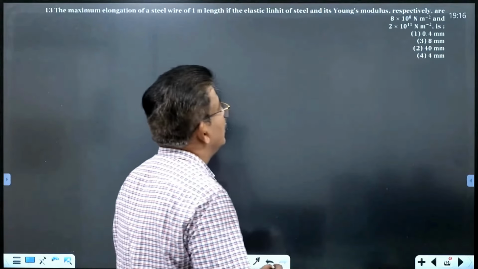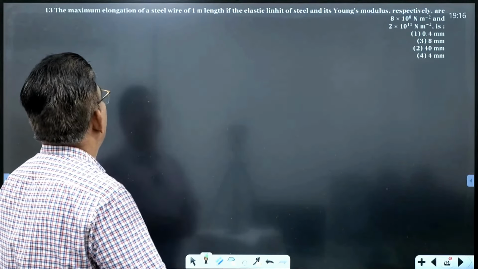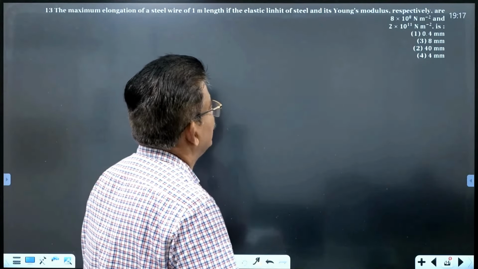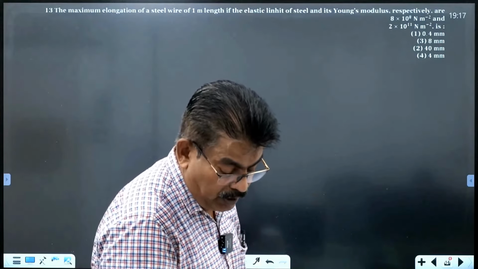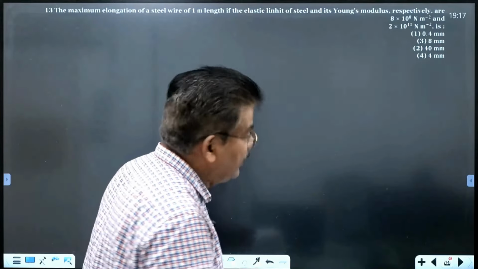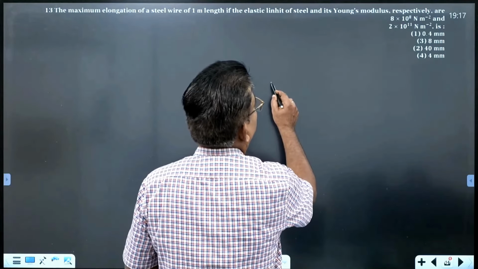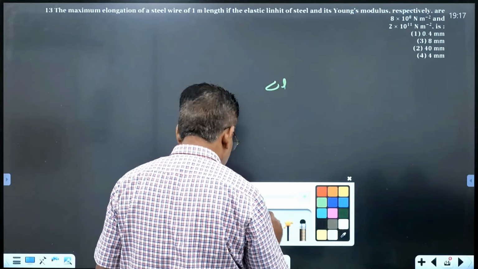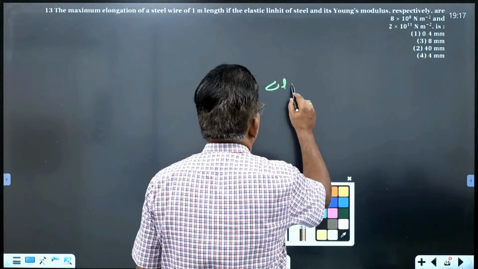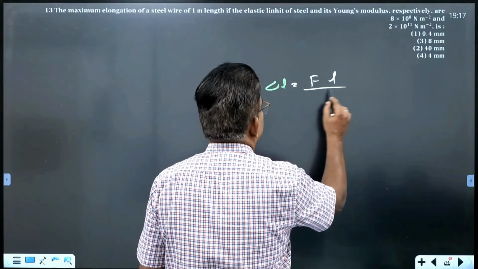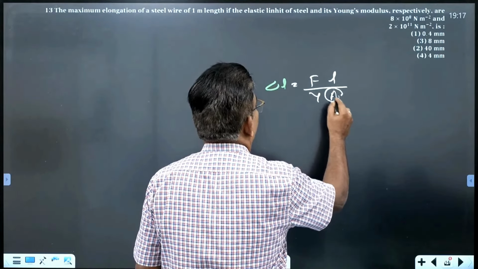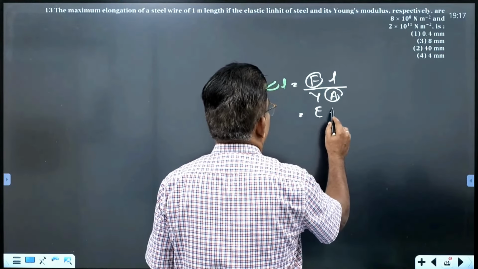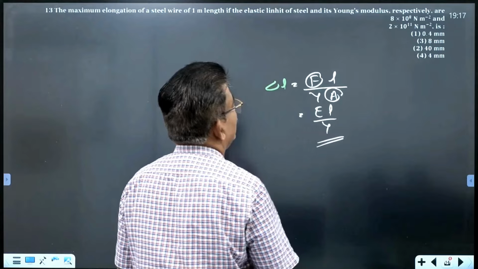Option 4 is the answer. Next one, maximum elongation of steel at the elastic limit, where steel's Young's modulus is given. It's a simple question. We have to calculate the extension. Extension is given by force into length divided by Y into A. Force by A we can take as the elastic limit, E into L by Y.